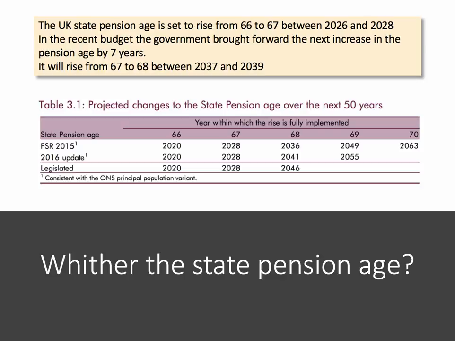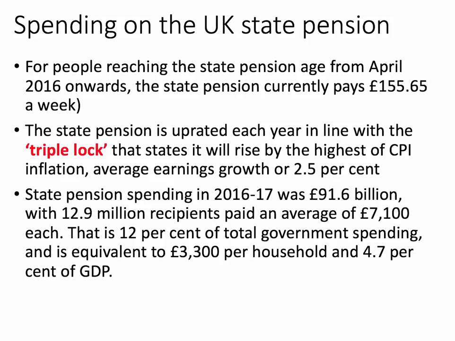Now, it's going to go up by another year to 67, sometime between 2026 and 2028. It will go up again between 2037 and 2039, up to 68. Once we get to 2040 and beyond, who knows, we may be getting close to a 70-year-old state pension age. Or will the state pension age have disappeared by the time young people watching this broadcast have reached that age?